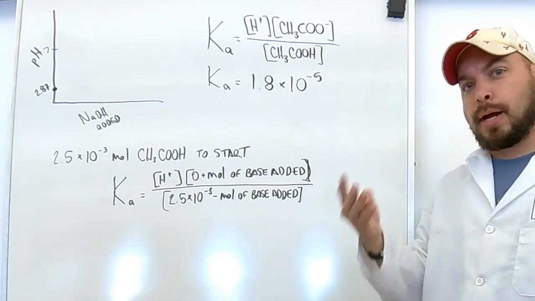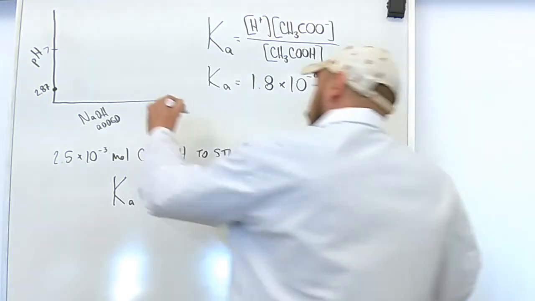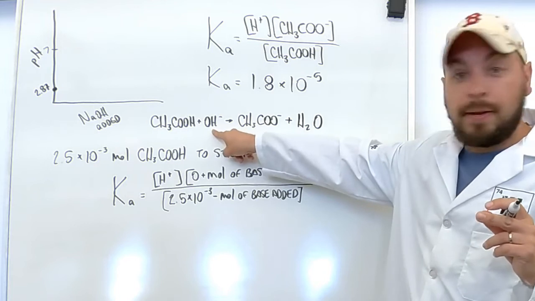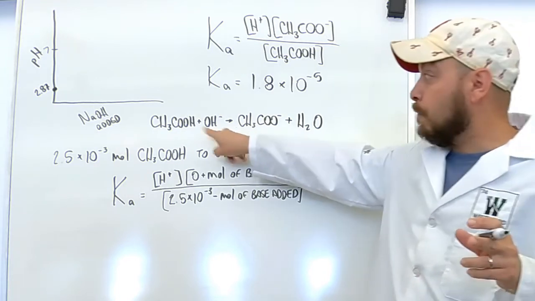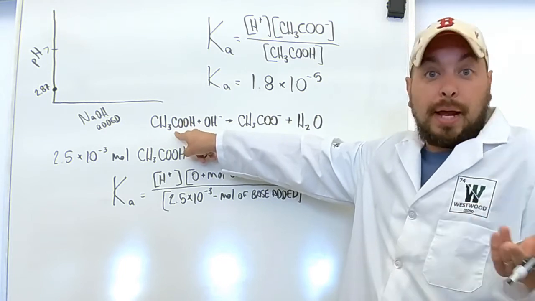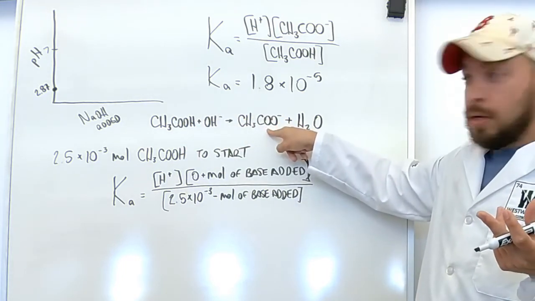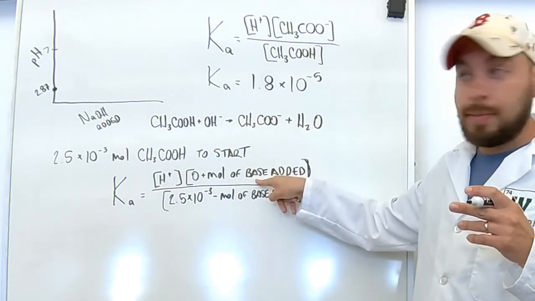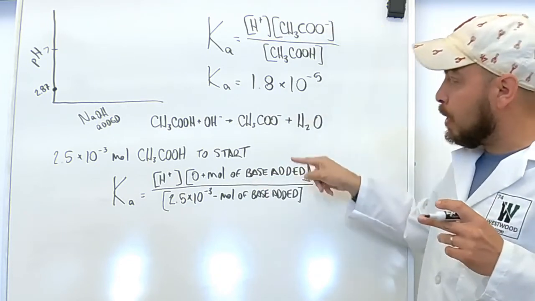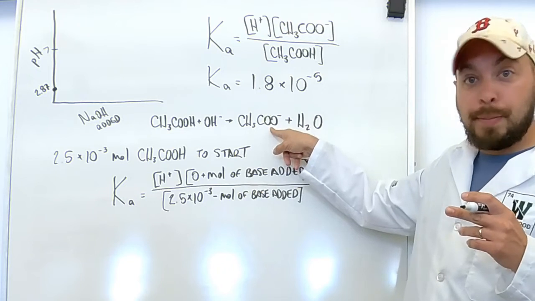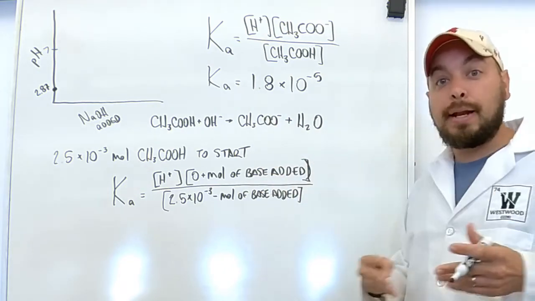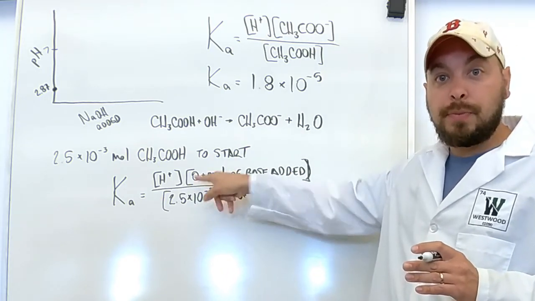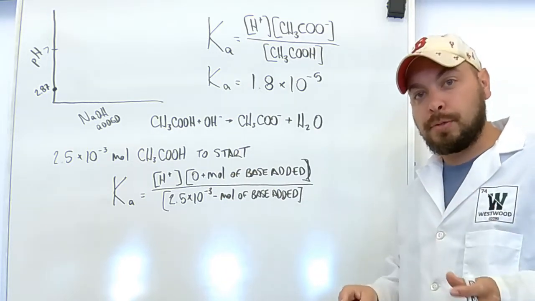Well, if we remember back to my neutralization equation, for every 1 mole of the hydroxide that I add, I convert 1 mole of CH3COOH, my acid, into its conjugate base. So for every 1 mole of base that I add, I create 1 mole of conjugate base. That means I have the same number of moles of conjugate base as the number of moles of base that I added. We're going to assume that we start with 0 moles of my conjugate base. In this problem, it's an important assumption.